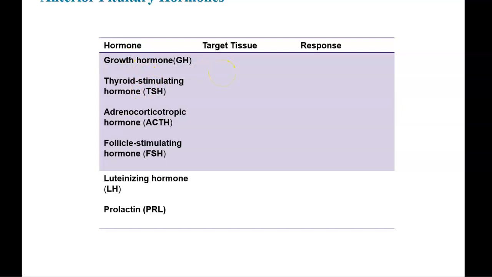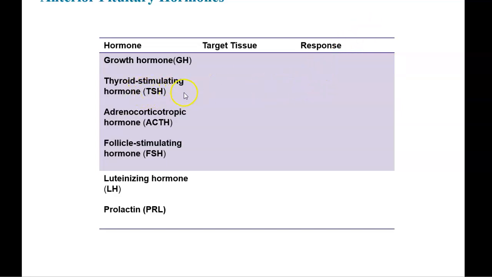Starting with the growth hormone, the main targets for this hormone would be the liver, skeletal muscle, and bone, and it stimulates somatic growth in those tissues. It also mobilizes fat, and it spares glucose.